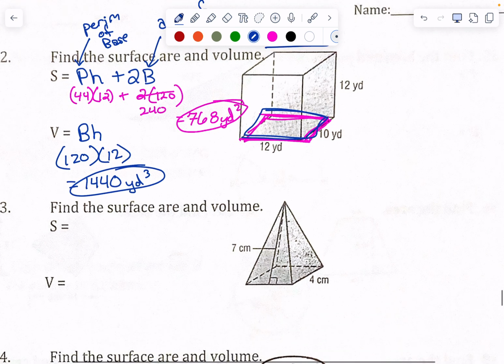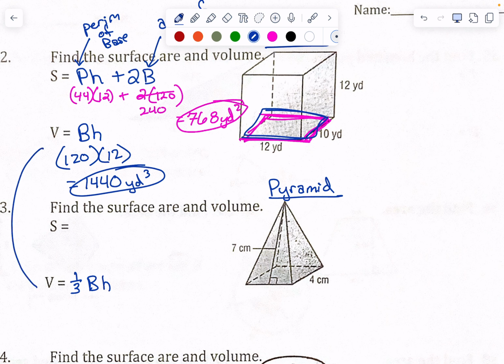What's this next shape? A pyramid. Did you know that a pyramid's volume is 1/3 capital B H, because it's a third of this, right? It's the same, but a third. Okay. Surface area is something with slant height. I don't know. Give it to me.